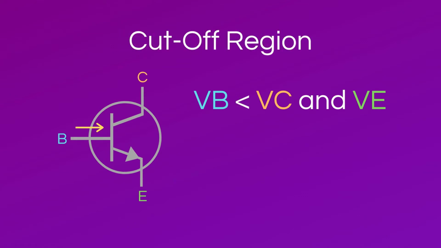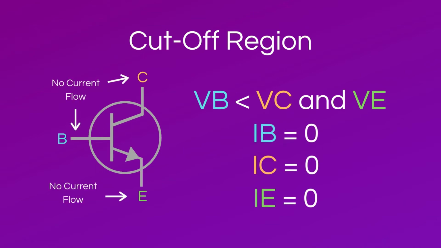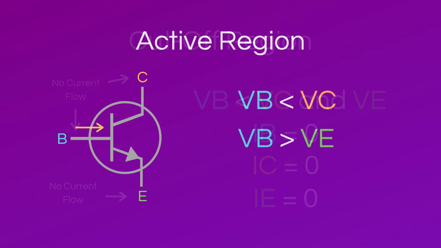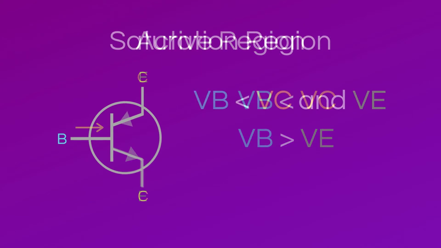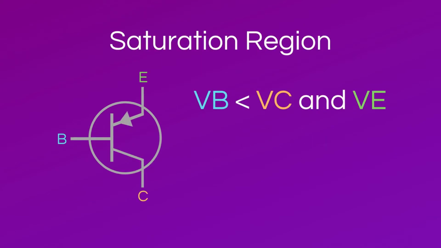In the cutoff region, the voltage at the base is less than both the collector and emitter voltage. This causes an open where current does not flow at the base, collector, or emitter. In the active region, the voltage at the base is less than the collector voltage, but larger than the emitter voltage. In this region, there is a specified relationship between the base, collector, and emitter currents that will be discussed later in this video. For a PNP transistor, the voltage relationships are reversed.